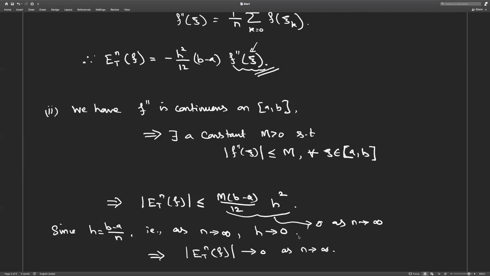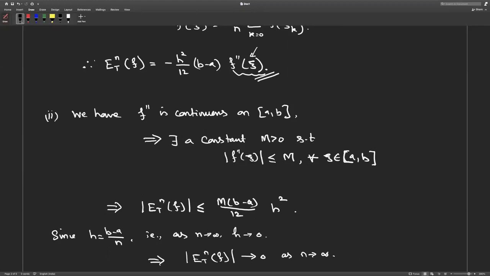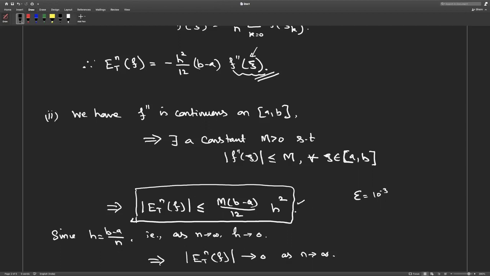Another interesting application of this inequality is that suppose I give you an epsilon, some number, say epsilon is equal to 10 to the power of minus 3 or something, and say that I want my error to be less than this epsilon. How many subintervals should I have? That is, what is the n that I have to choose? If you ask this question, you can immediately see that the upper bound can be used to find the n such that this error is less than that epsilon.